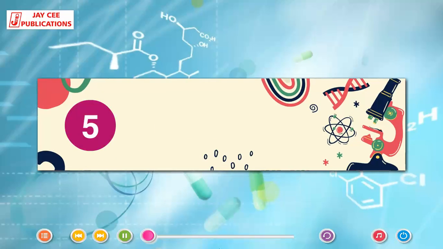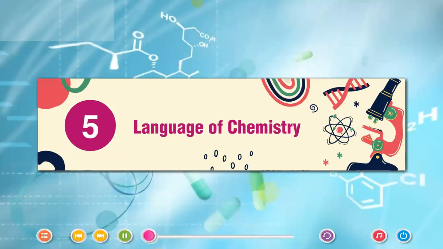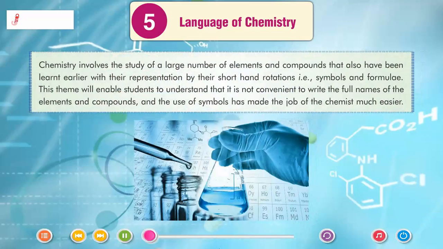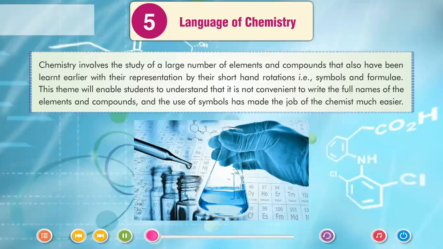Chapter 5: Language of Chemistry. Chemistry involves the study of a large number of elements and compounds that have also been learnt earlier, with their representation by their shorthand notations, that is, symbols and formulae.